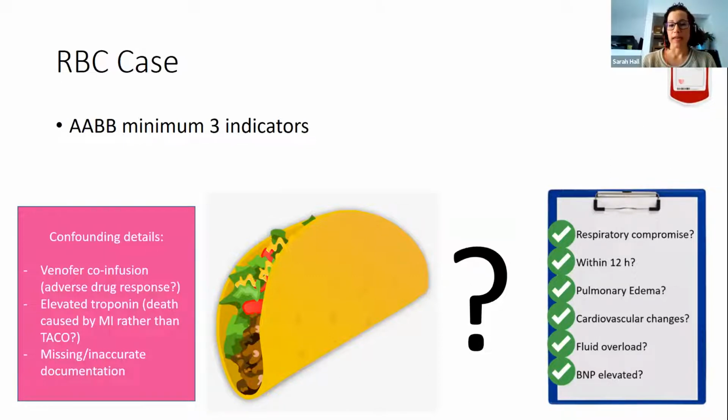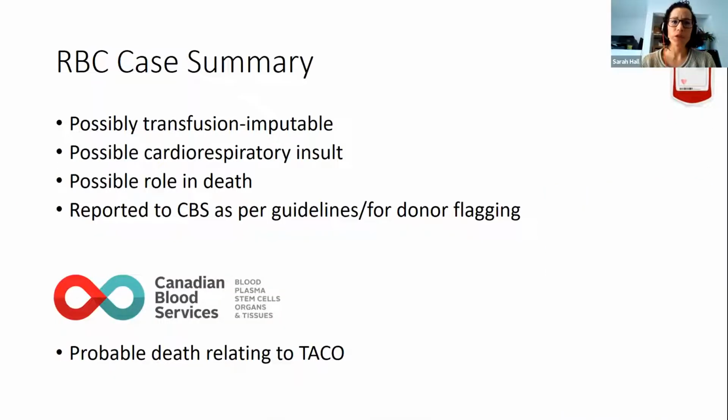And of course, the missing and inaccurate documentation also complicate assessment. So we summarize that this was a possible transfusion imputable incident, possibly related to cardiorespiratory insults, that both possibly played a role in the death. We reported to CBS as per the guidelines and to suggest donor flagging for future donations from this person. CBS returned the response as this was a probable death relating to the TACO.